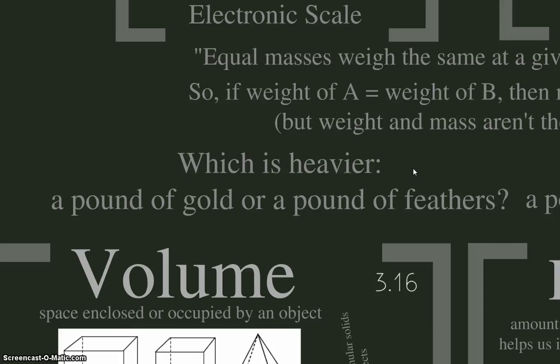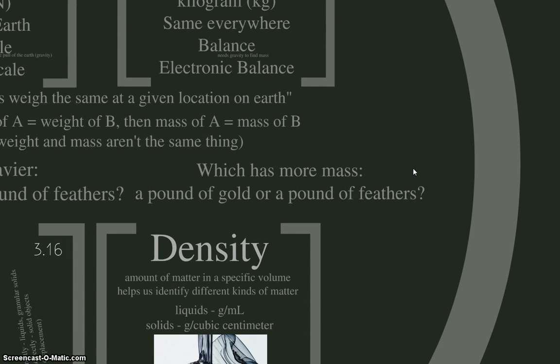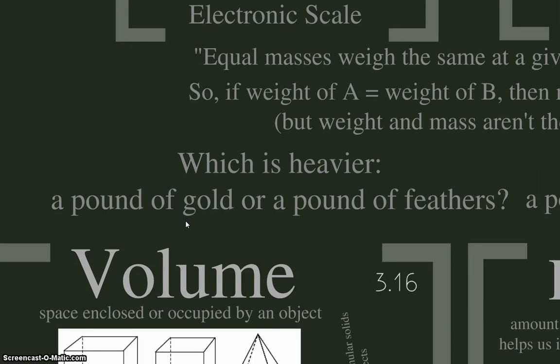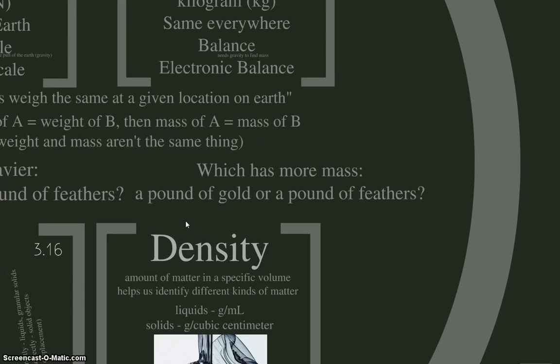All right, so now's the follow-up question that you're going to have to think a little bit harder about, because you might have heard that riddle before. But what about this one? Which has more mass? A pound of gold or a pound of feathers? I'll let you think about it for a second. All right, so we determined before that a pound of gold and a pound of feathers have the same weight.